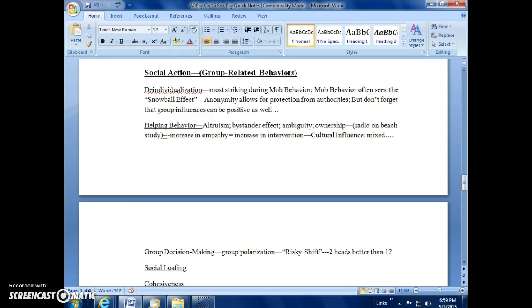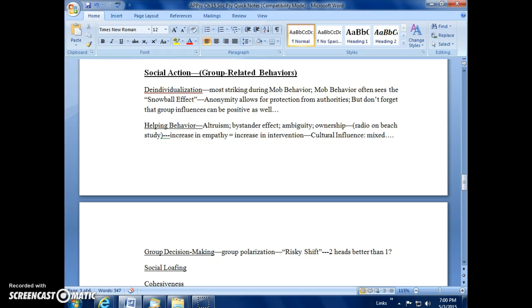What of culture and its influence on this type of behavior? It's doubtful that there is such a thing as a helpful culture. There are some effects of individualism versus collectivism. It's mixed, with no specific connection either way as to whether one culture would be more helpful than another.